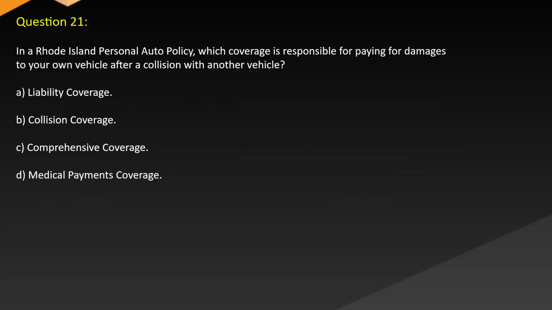Question 21. In a Rhode Island personal auto policy, which coverage is responsible for paying for damages to your own vehicle after a collision with another vehicle? A. Liability coverage. B. Collision coverage. C. Comprehensive coverage. D. Medical payments coverage.